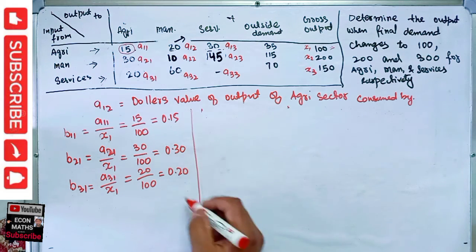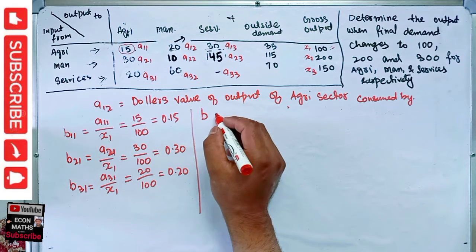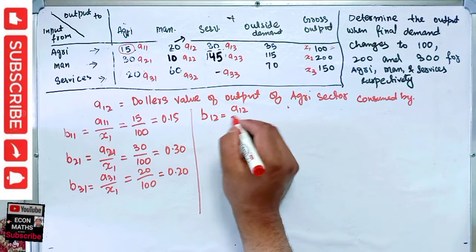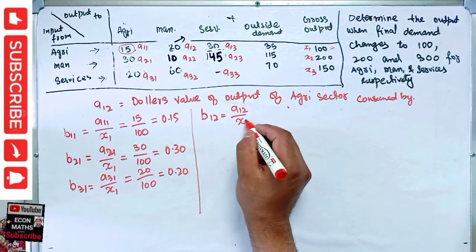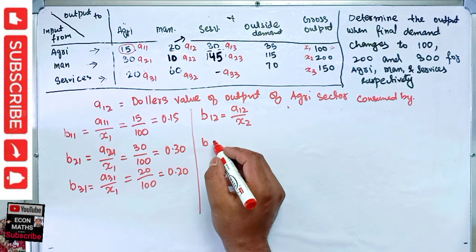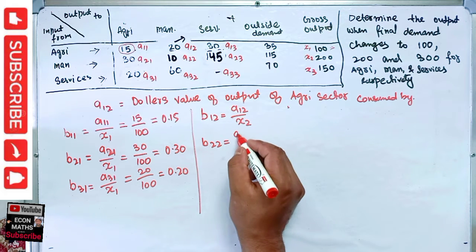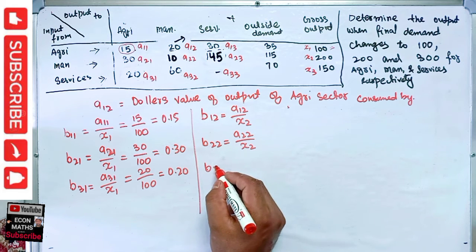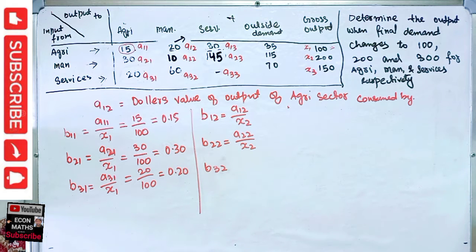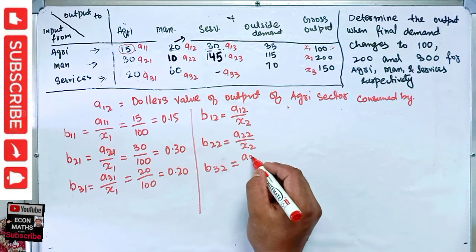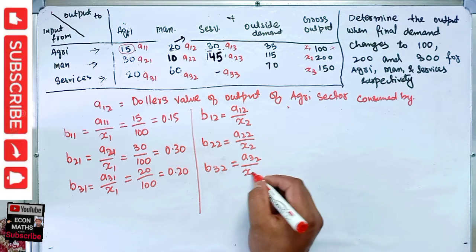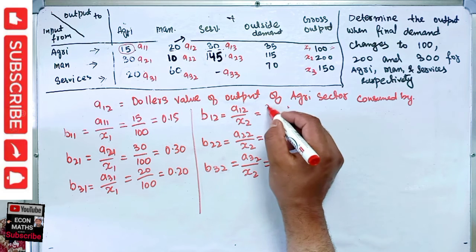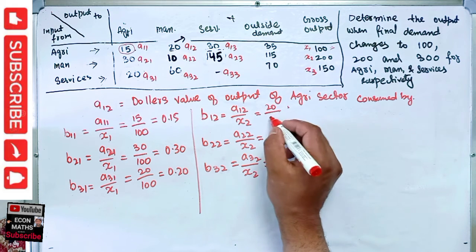Similarly, we can calculate the other numbers. B12 would be equal to A12 divided by X2. We have B22 would be equal to A22 divided by X2, and B32 would be equal to A32 divided by X2. So here we have the numbers. A12 is our 20, so this is 20 divided by our X2, which is 200.